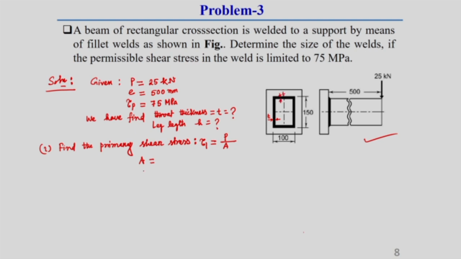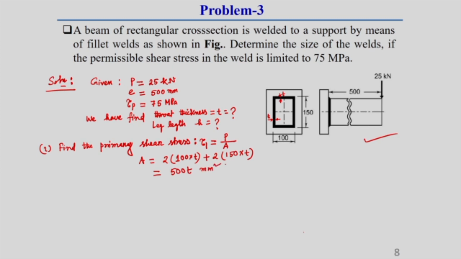If the throat thickness is T and the lengths of the vertical and horizontal weld are given as 100 and 150, we can easily find the cross-sectional area. There are 2 horizontal welds, so their cross section will be 2 into 100 into T, and there are 2 vertical welds also. So 2 into 150 mm, the length of the vertical weld, with throat thickness T. This will give us 500 T, correct.